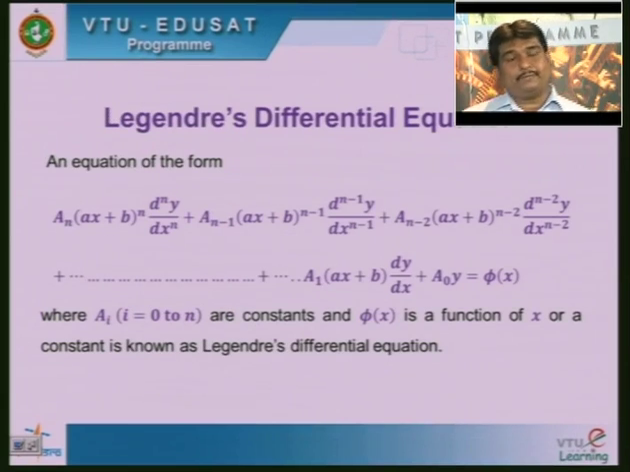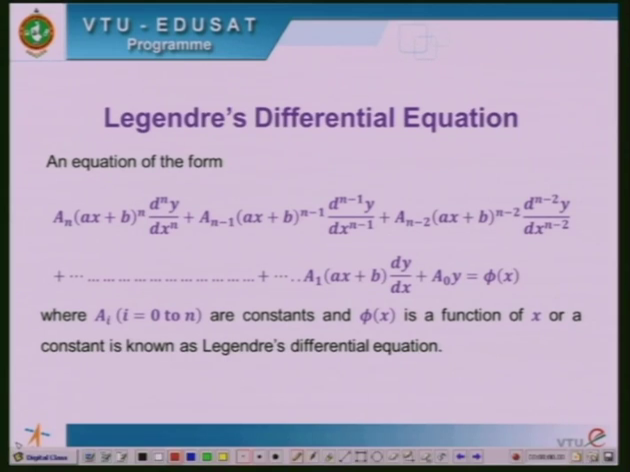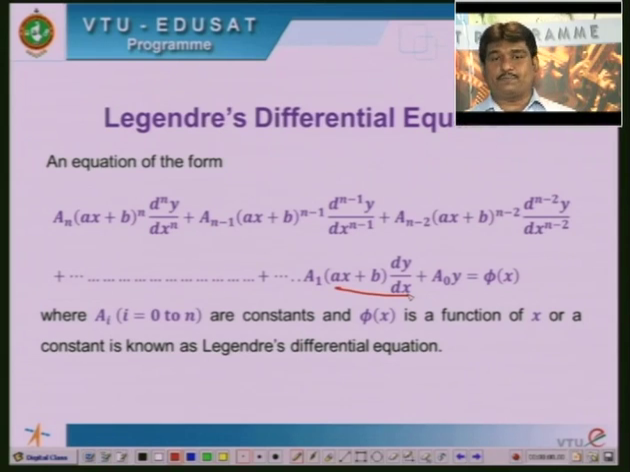Now the next topic, Legendre's differential equation. An equation of the form an into (ax plus b) to the power of n d^n y by dx^n plus a_(n minus 1) (ax plus b) to the power of n minus 1 into the (n minus 1)th derivative, plus some constant a_(n minus 2) into (ax plus b) to the power of n minus 2 into the (n minus 2)th derivative of y with respect to x, and so on, up to a1 (ax plus b) into dy by dx plus a naught into y equals phi of x, where all the ai's are constants and phi of x is a function of x or a constant, is known as Legendre's differential equation.